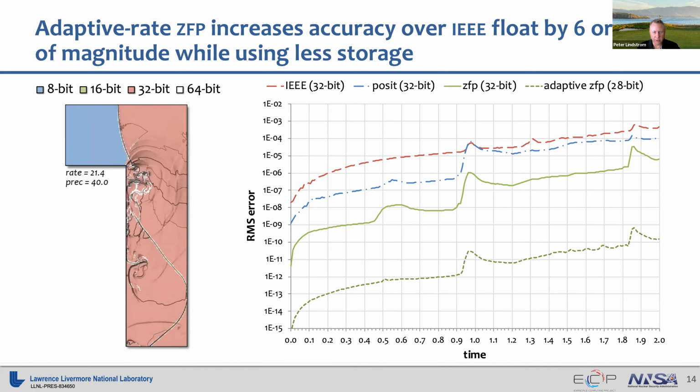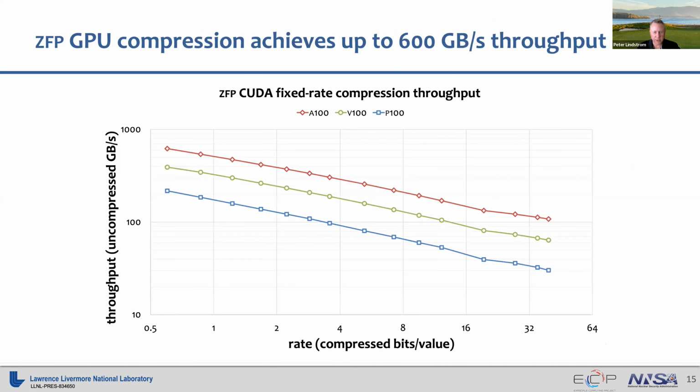And of course, we're doing quite a bit better than IEEE single precision here. In order for this to work as an in-memory compressor, you have to be really fast. We do have, as I mentioned, a CUDA and HIP implementation. This here shows the throughput and compression for 3 different generations of NVIDIA graphics cards. You can see that we can get up to about 600 gigabytes per second throughput.